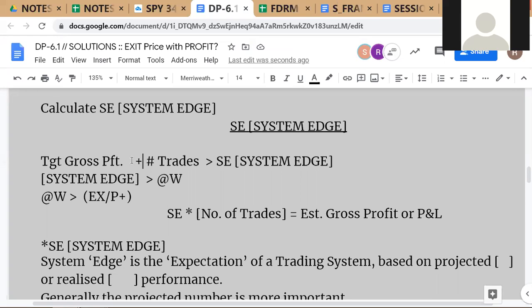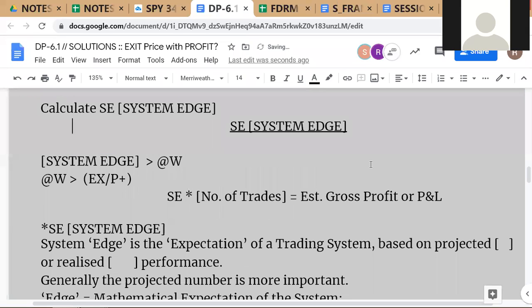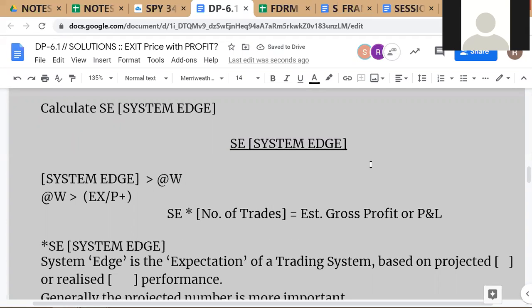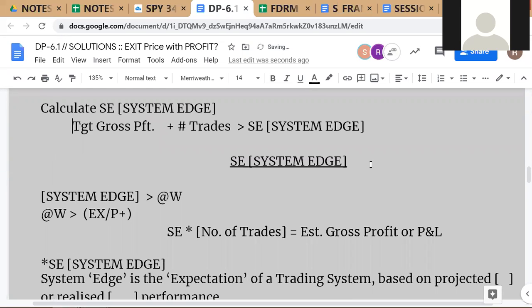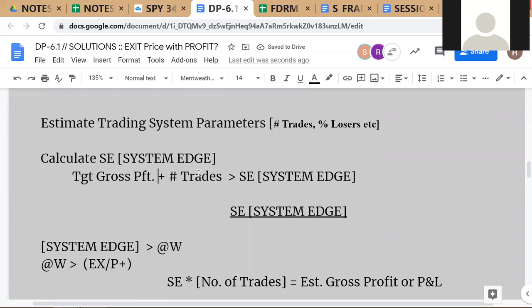Target gross profit. So we will calculate the system edge, and for that we will use these two variables. This will not make sense right now. What we are saying here is that to calculate the system edge, we will take the target gross profit plus the number of trades, which we have already calculated because we have estimated the trading system parameters. So we will have this figure, and we already have this figure, and from these two figures we can get the system edge.